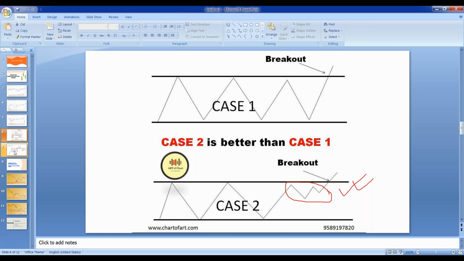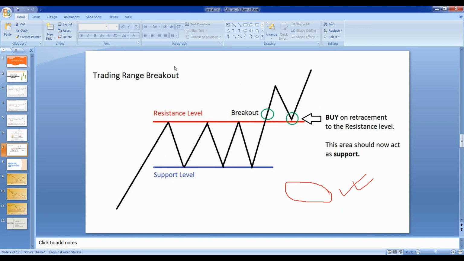Now generally, I prefer the pullback trades. Now if you know about pullback, that is okay. If you don't know, that is also okay. So the thing is, generally I have taken one image here. Now see this, the breakout has happened. After this breakout, stock moved on upside and then again it moved down to the resistance level.